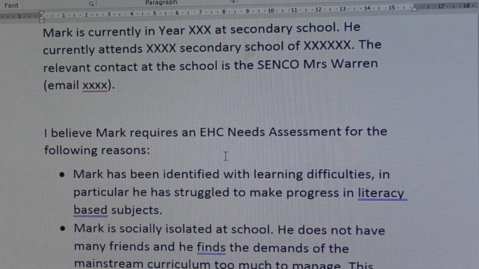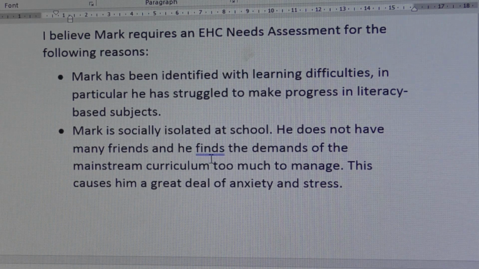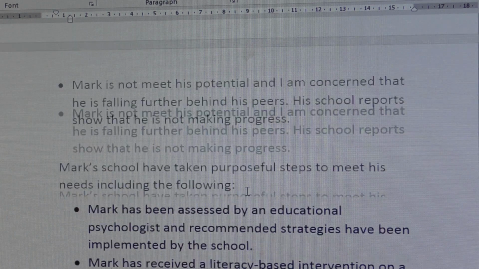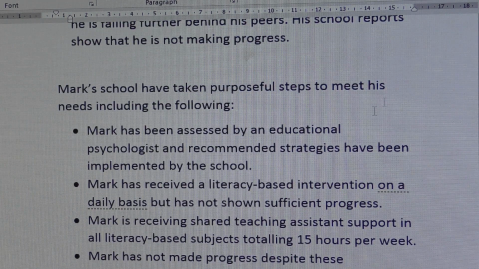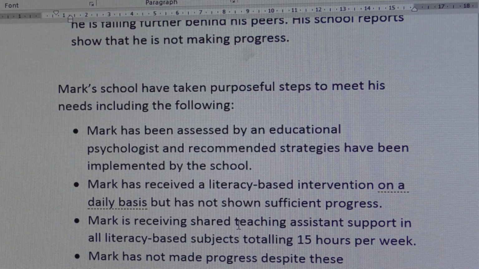You then set out, and this is very important, why you think he needs an EHC needs assessment. So in this particular situation, I've identified Mark's got literacy difficulties, he's socially isolated, he's finding the curriculum too difficult to manage, and he's not meeting his potential, as his school reports show he's not making progress. We then identify what the school have done. So in this case, we say Mark's had an EHC, which you would expect as part of what they call the assess, plan, do, review. The strategies have been recommended and implemented by the school. They've not worked, basically, and he needs more support.